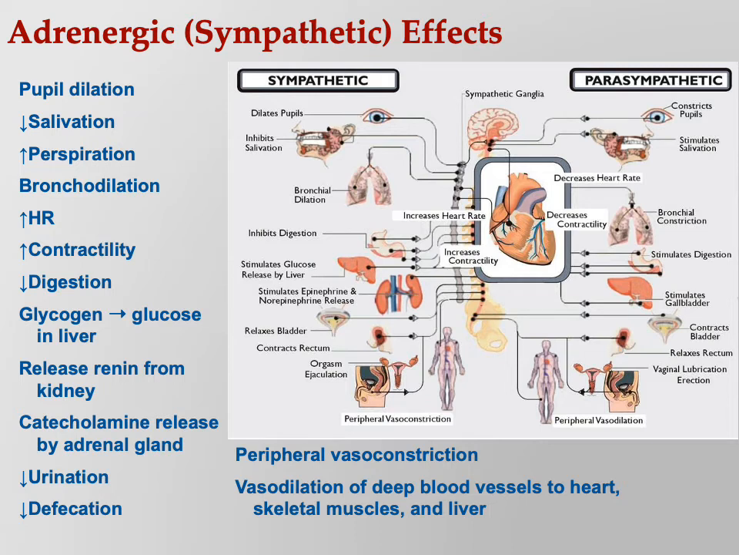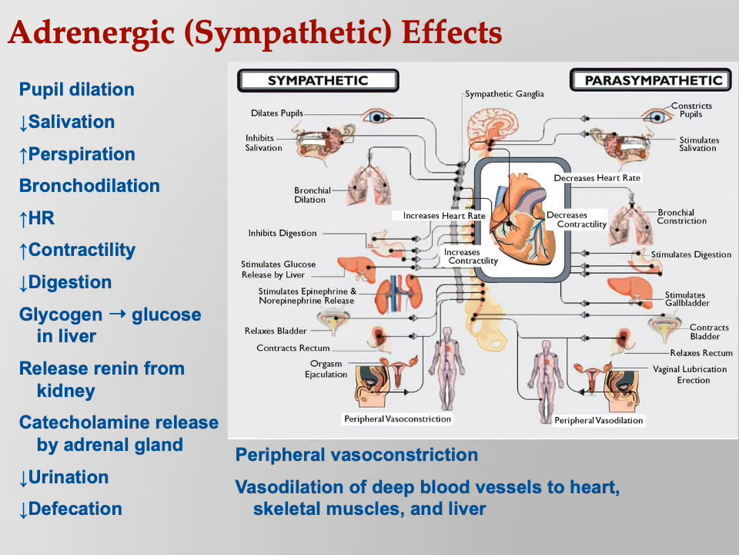Catecholamines released by the adrenal gland. So catecholamines, again, are epinephrine, norepinephrine, and dopamine. Your adrenal gland dumps those into your blood so that they go everywhere in your body, so that all your body tissues will benefit from epinephrine and norepinephrine. It's going to inhibit urination. It's going to inhibit defecation. We don't need to worry about those right now. We're surviving, okay?